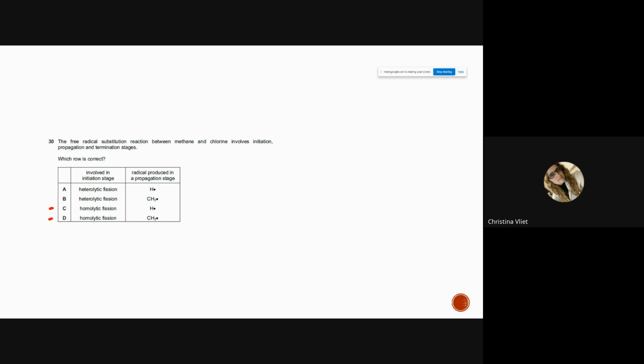Which radical is produced in a propagation stage? The H goes with the halogen. Right. H will not be made as a free radical as itself. So it is B. That's a paper 1.